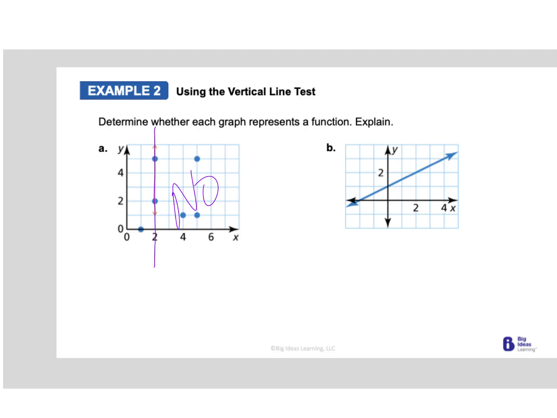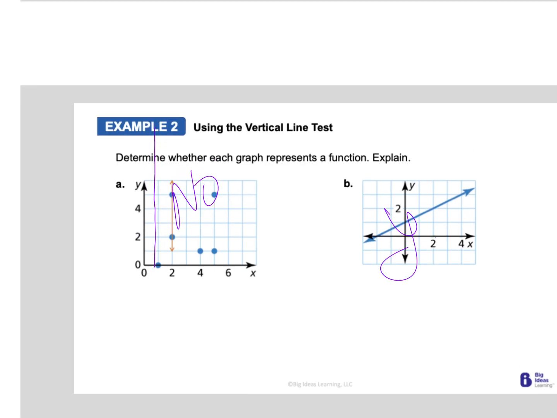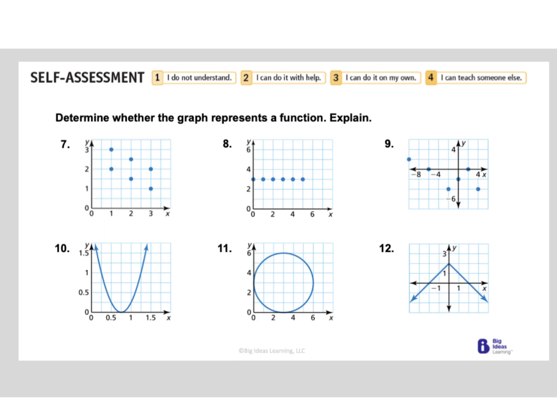You dragging a vertical line across that. This one is, oh gosh, come on. This one, yes, that's a function. So here's another moment. Pause the video, reflect, see what you think, which one of these are functions or not.